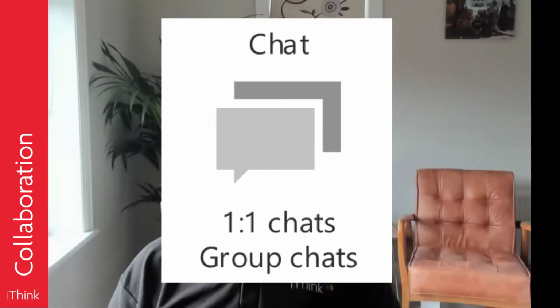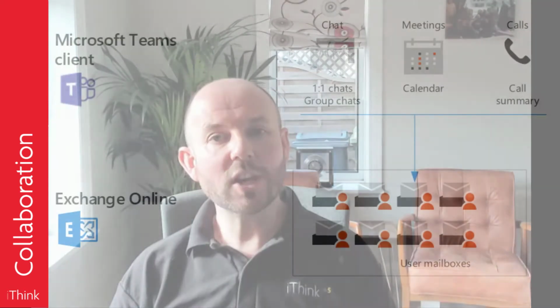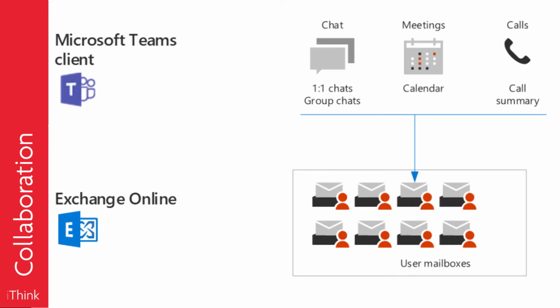So the next one is Chat. In the Chat app, we've got 2 types of chat. We can have one-to-one or one-to-many, or group chat, and those, again, like we talked about in Teams, are held in Exchange Online. But rather than being associated to a 365 group mailbox, they're held in the user mailbox, the mailbox for the user who initiated that chat.